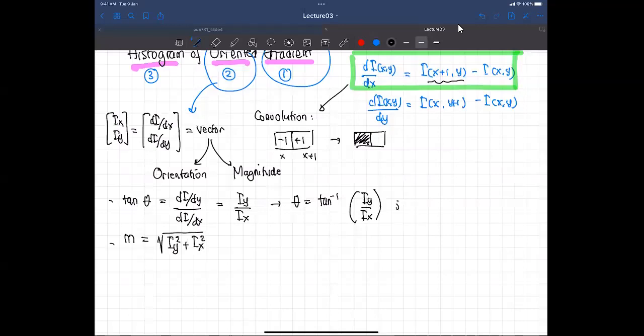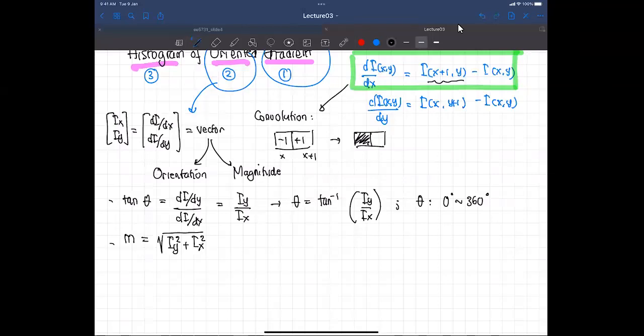And what we want here, theta, should be from 0 to 360 degrees. But if you use tangent, what is the range of tangent? Minus 90 up to positive 90, which is 180, right? So now how can we get the 0 to 360 then?